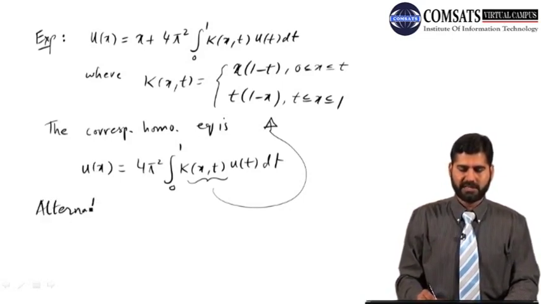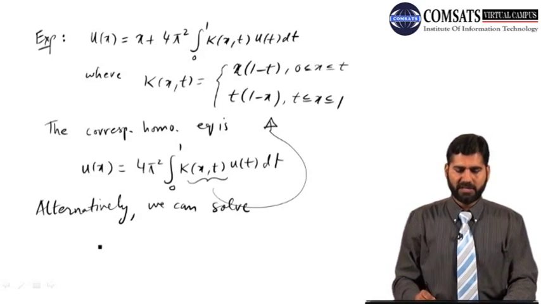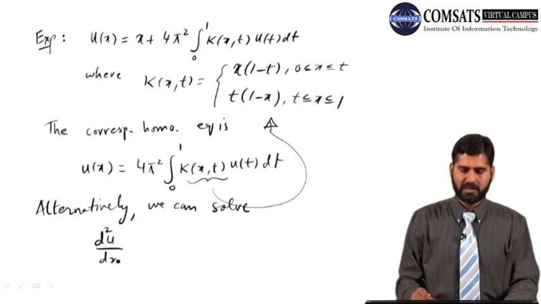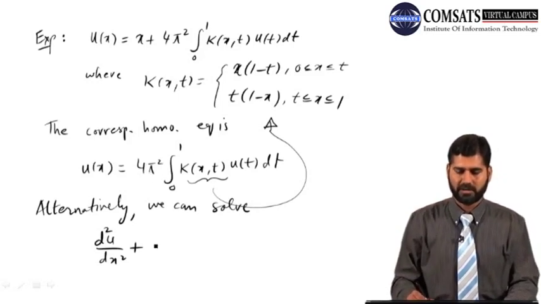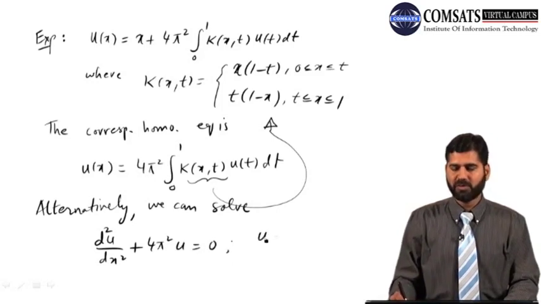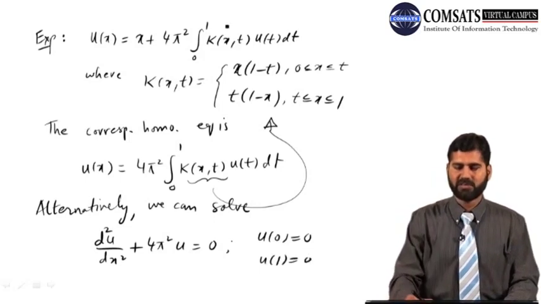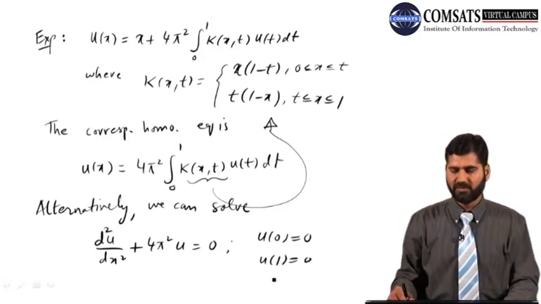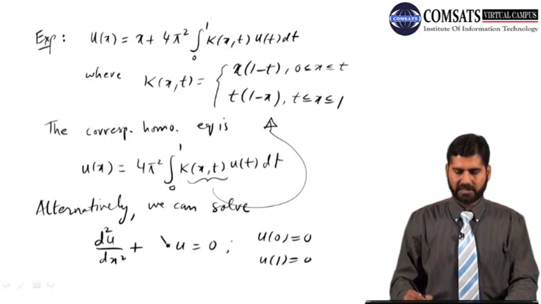So alternatively, we can solve d²u/dx² + λu = 0. But what is lambda here? Lambda is 4π², right? With u(0) = 0 and u(1) = 0. L is again 1 because you see it goes from 0 to 1. So L is 1, with endpoints 0 and 1. So we can again solve this one. We have just solved it. Let's solve it with the general one.